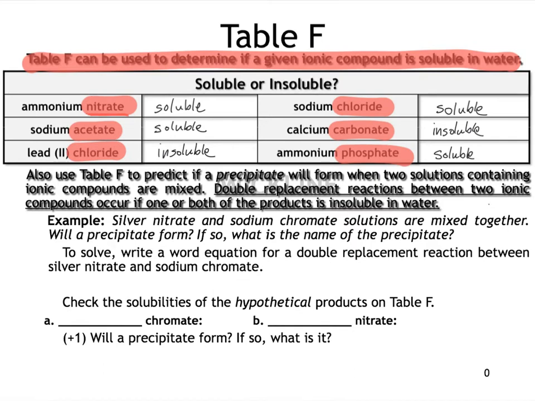So there's another much more difficult way to use table F, which is to predict whether or not a precipitate will form when two substances combine, or when they're mixed. Remember that double replacement reactions between two ionic compounds occur if one or both of the products is insoluble in water. Let's highlight that.